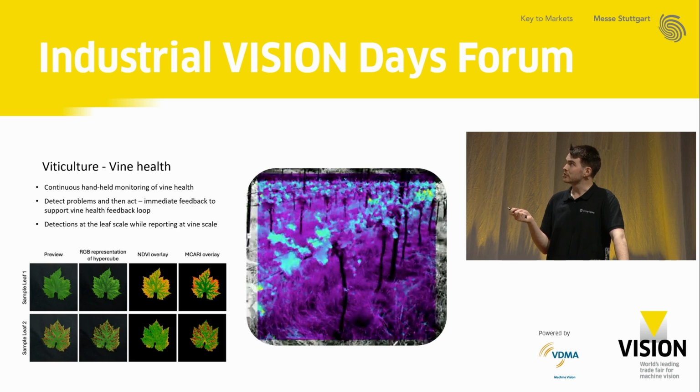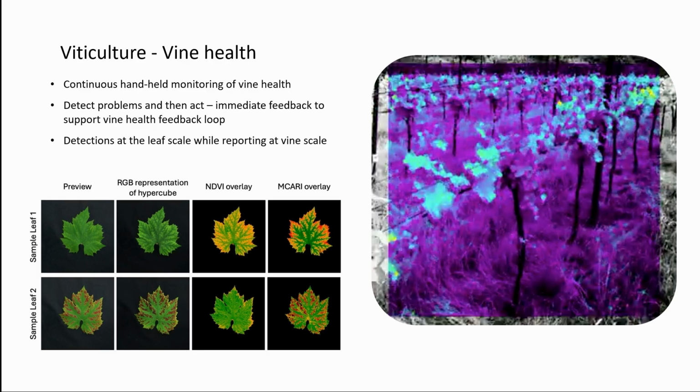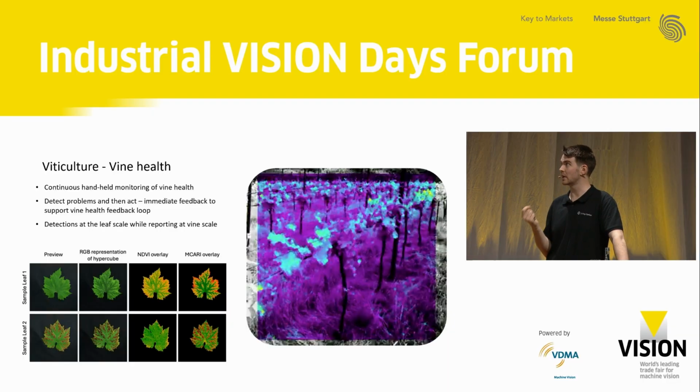Here we have some of the spectral techniques that you can do. On the left-hand side, we have the standard image of a leaf, RGB, from standard machine vision cameras. And on the right-hand side, we start to see what some of the basic spectral techniques, such as NDVI and MCARI, can show you about the health of the vines and what's going on.